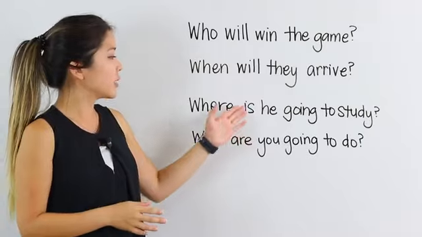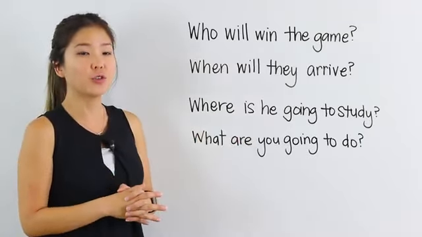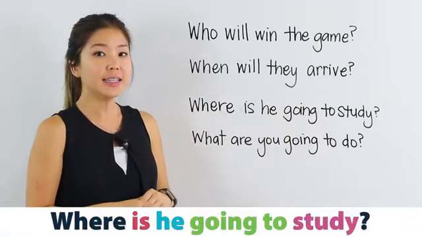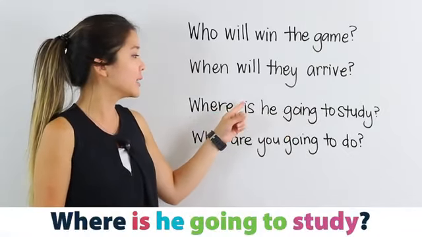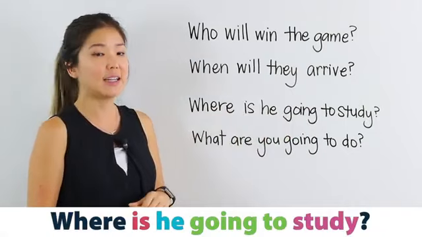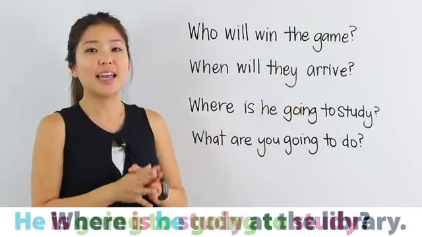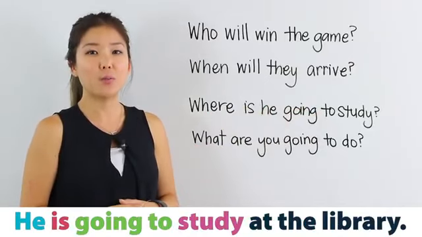Now, these two sentences have be going to. Where is he going to study? In this case, I have the be verb is because the subject is he. Where is he going to study? I can say he is going to study at the library.